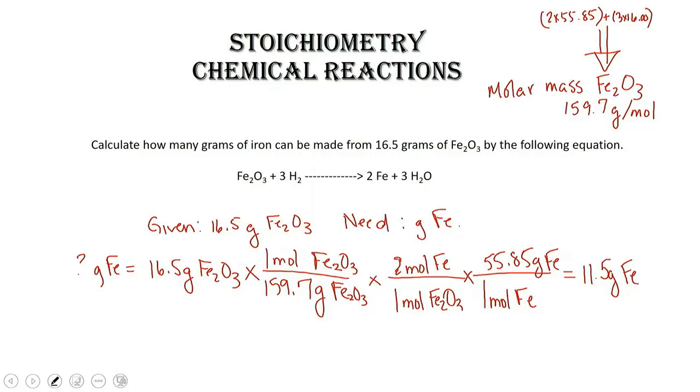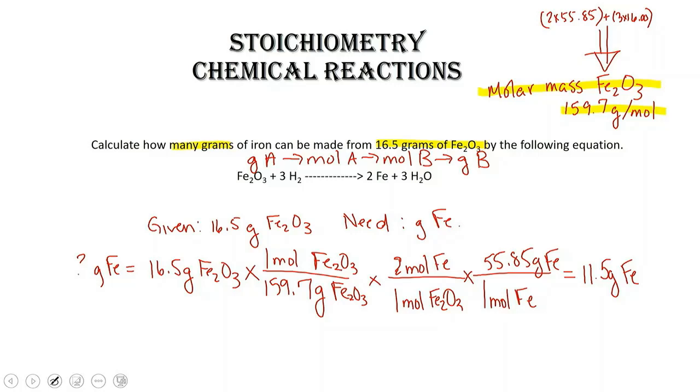Okay, let's check your answer. Before you can begin, you first have to calculate the molar mass of iron(III) oxide, which is 159.7 grams per mole. So our question is asking how many grams of iron can be made from 16.5 grams of Fe2O3. Essentially, this is the grams of A, moles of A, moles of B, to the grams of B, right? And for those, you need the molar mass of Fe2O3, and you need the molar mass of iron, which we get from the periodic table.